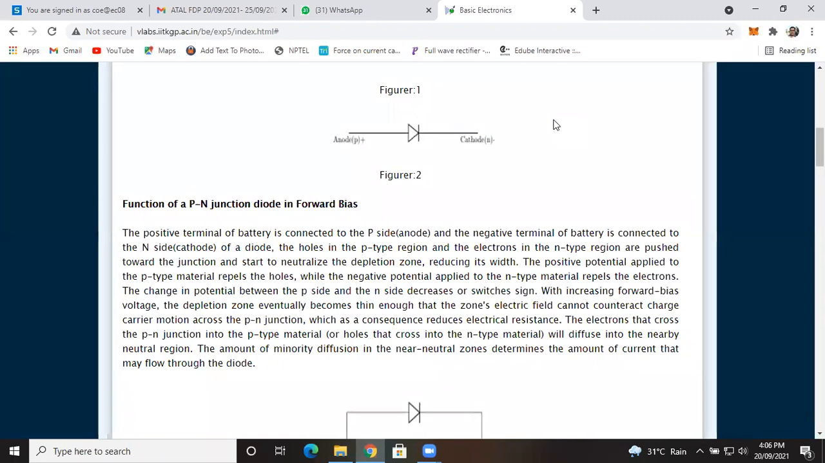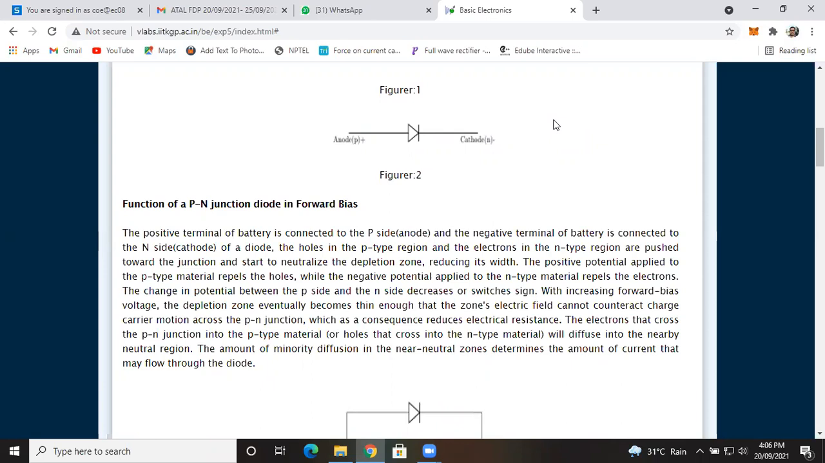And as you know, whenever the switch is closed, the current can easily flow through the circuit. And when the switch is open, current will not flow through the circuit. It means that a forward bias diode acts like a closed switch and a reverse bias diode acts like an open switch.